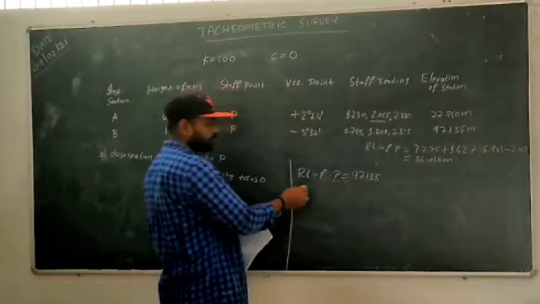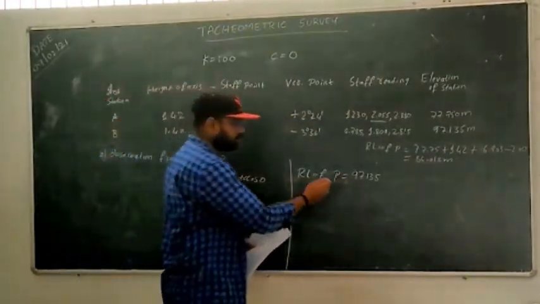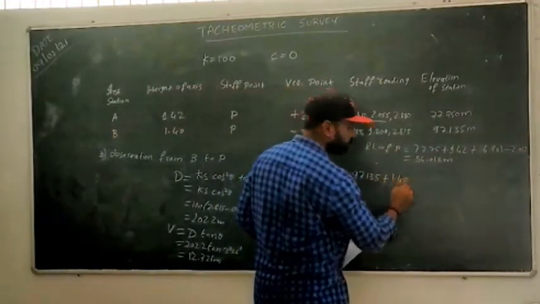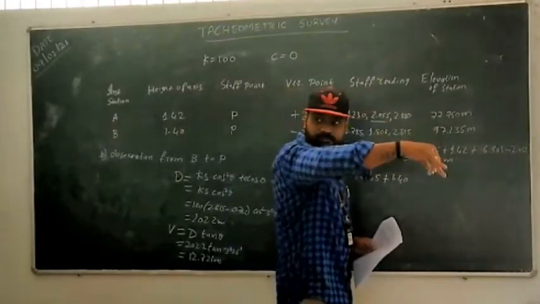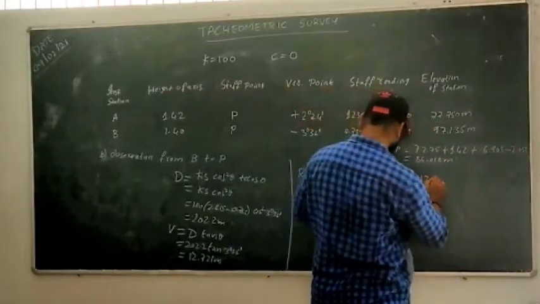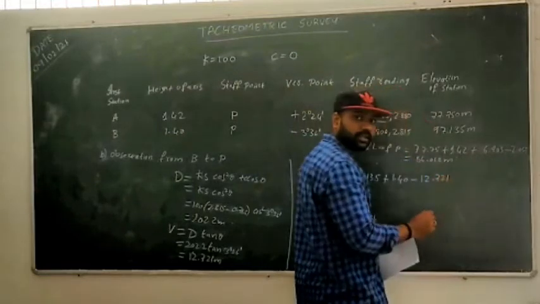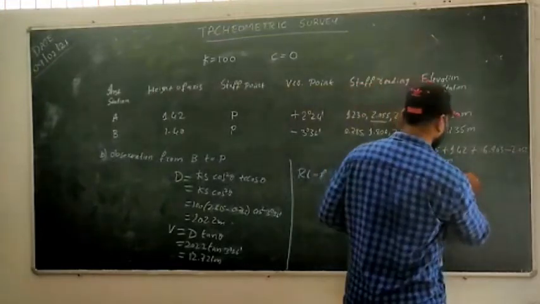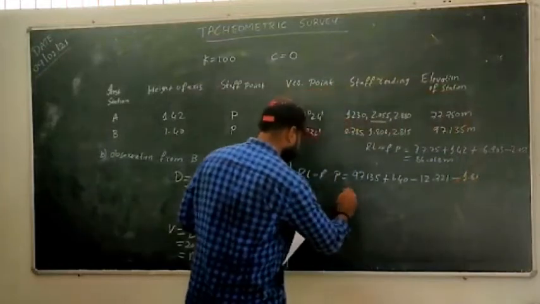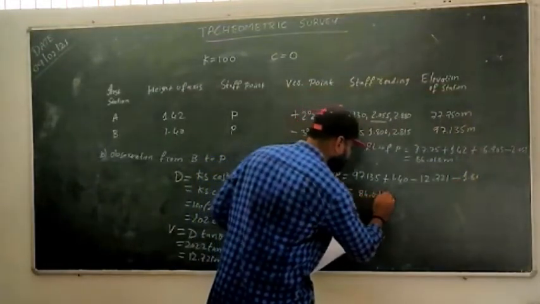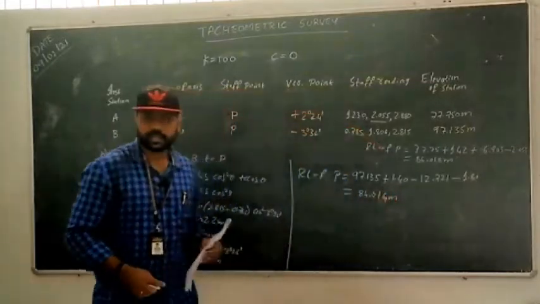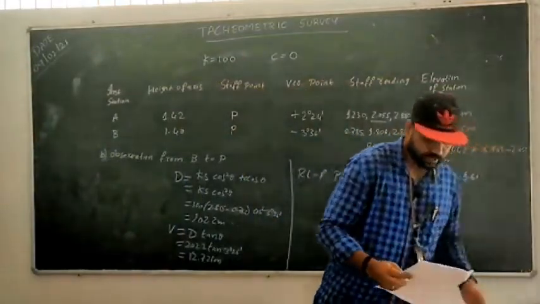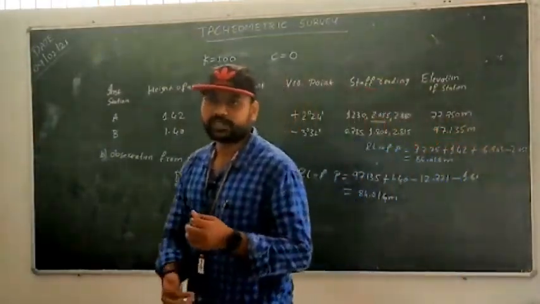Now similarly, tell me RL of P for the second observation, B to P. So RL is 97.135 plus height. Height is 1.40. Then V, it's a depression, so minus V, which is 12.721. After this, minus 1.8. How much are you getting? 84.016. Okay. So like this you have to do. In the next class I will discuss the next method, the tangential method.